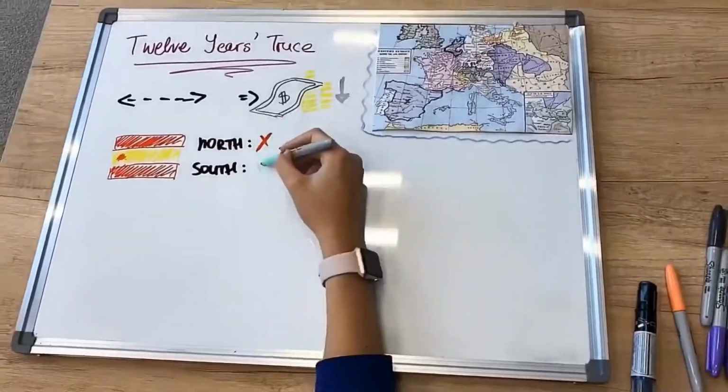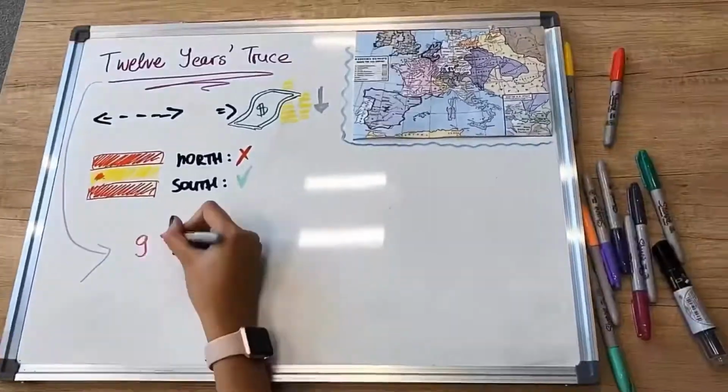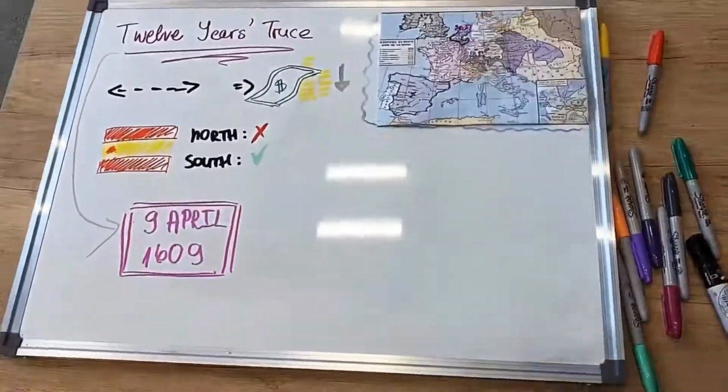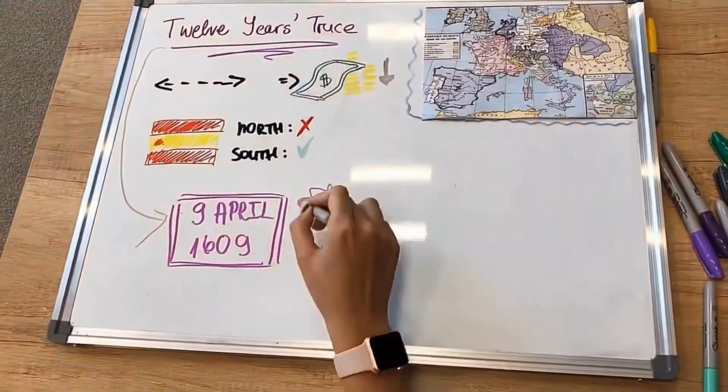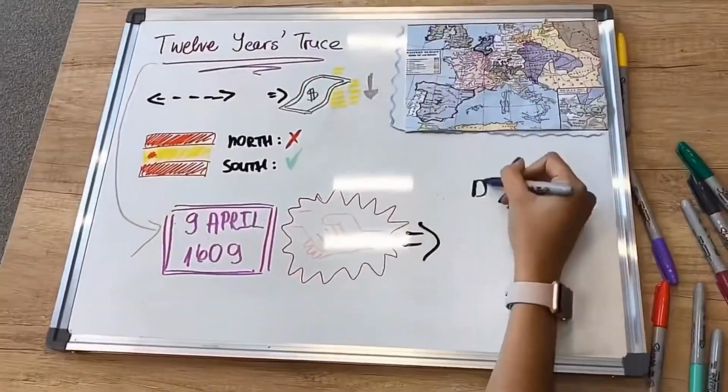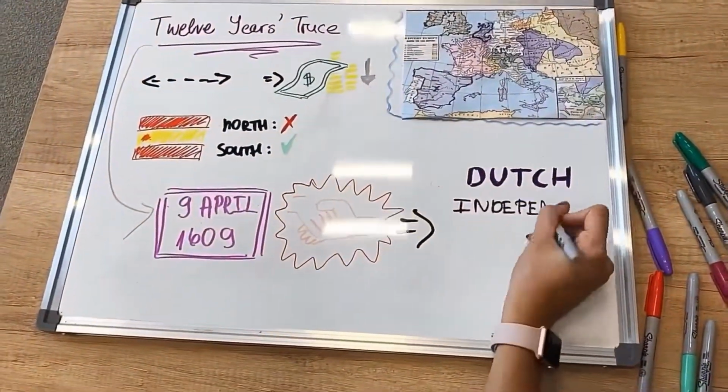On 9 April 1609, a ceasefire was signed in Antwerp between the Habsburg ruler Spain, the southern Netherlands, and the Dutch Republic, marking the end of the Dutch Revolt and the beginning of the 12 Years' Truce. The treaty formally recognized the independence of the Dutch Republic.